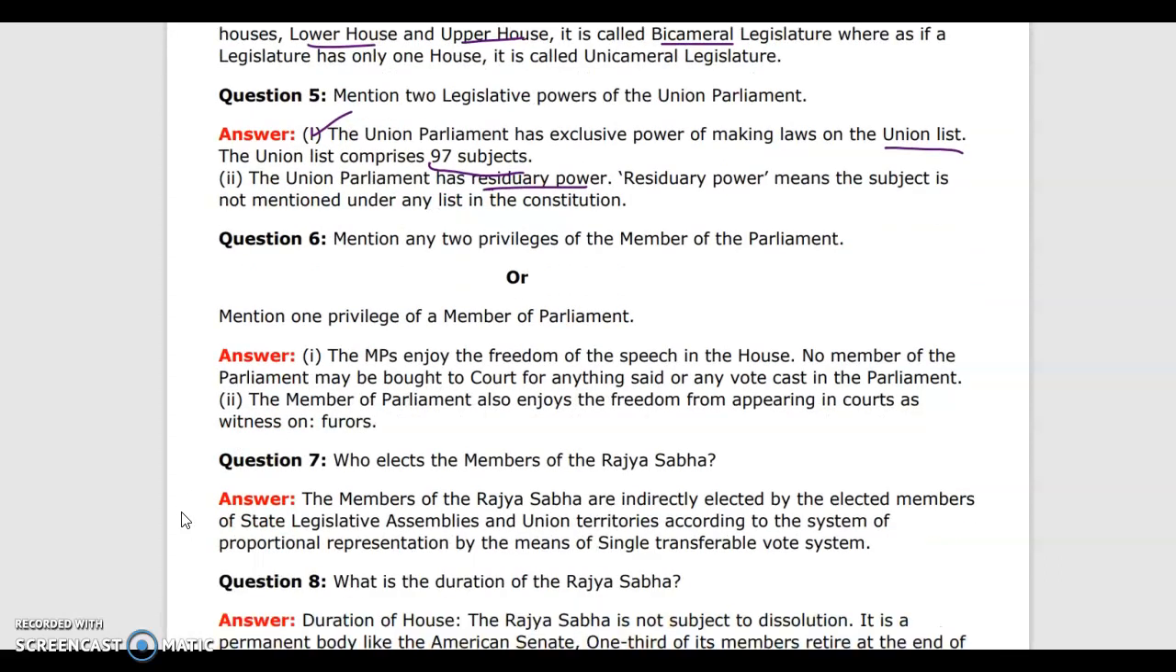Mention any 2 privileges of MPs. We've done it earlier as well. The MPs enjoy the freedom of speech in the House. No member of the Parliament may be brought to court for anything said or any vote cast in the Parliament. The Member of Parliament also enjoys the freedom from appearing in courts as a witness.